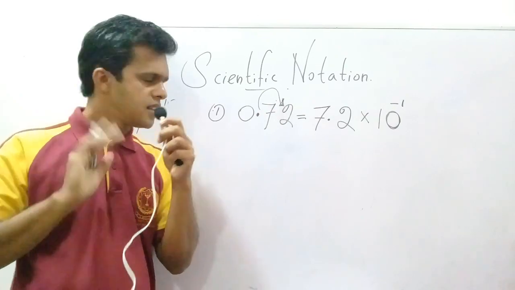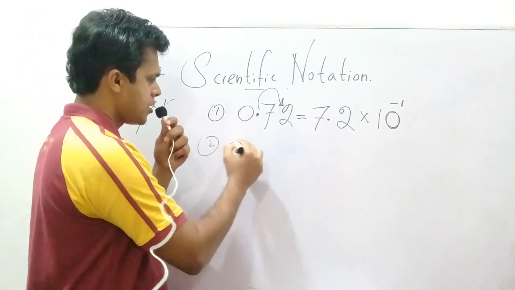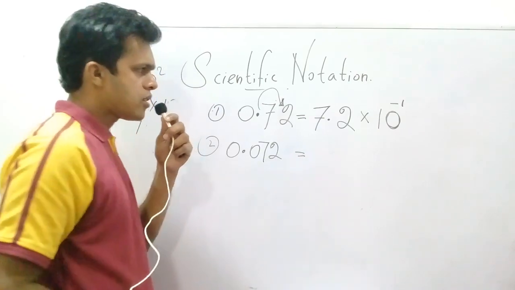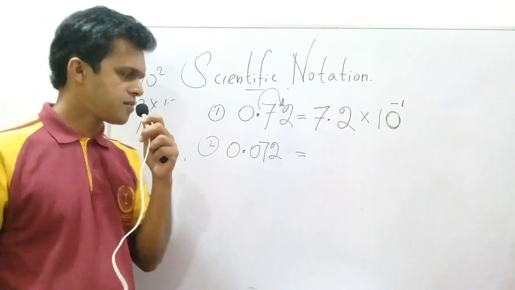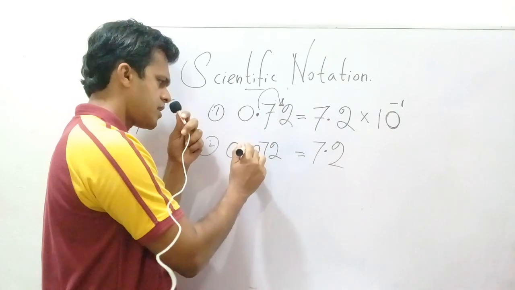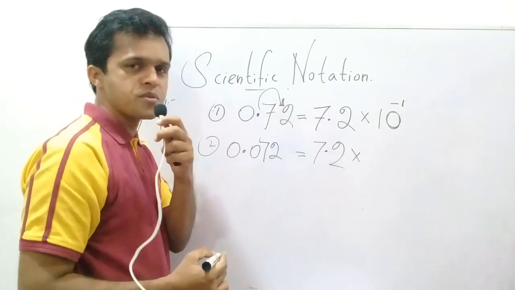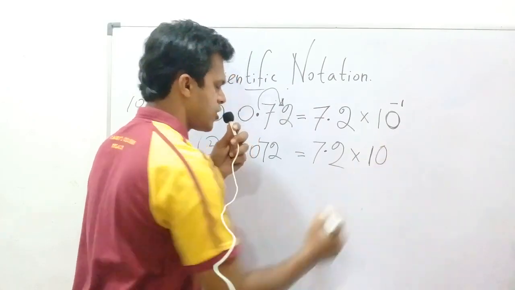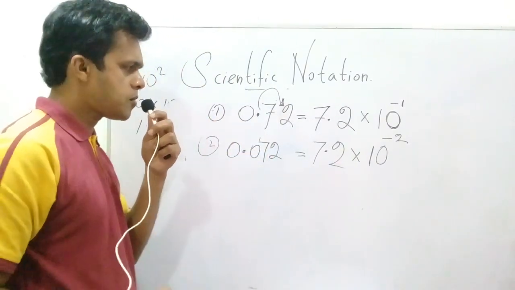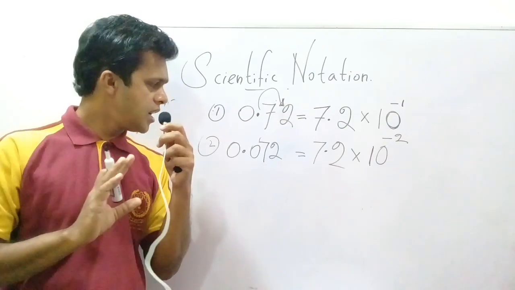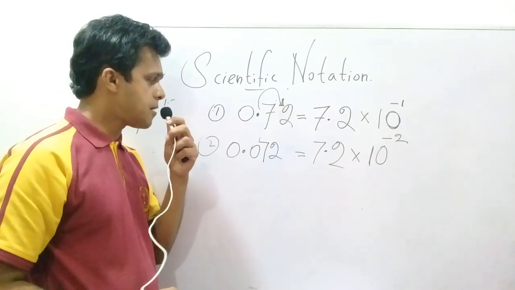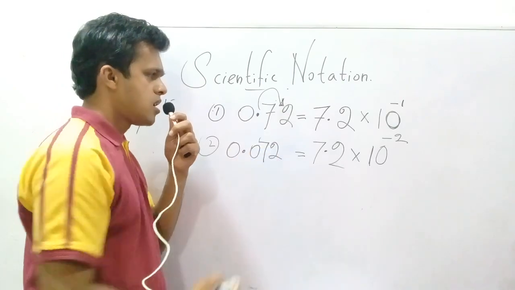Wait. This one, 0.072. How can you write this decimal number in scientific notation? You must write 7.2. The decimal point goes to the right side, 1 and 2. 7.2 into 10 to the power, what is the answer? Can you imagine? 10 to the power minus 2. The reason: when the decimal point goes to the right side, passing digits like this, you could count the digits passed, 1 and 2. So 10 to the power minus 2.